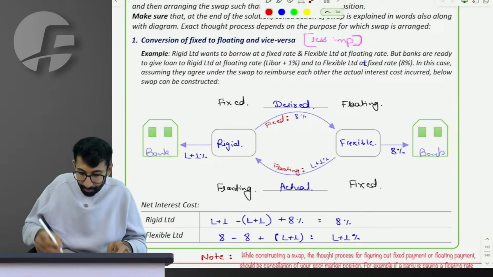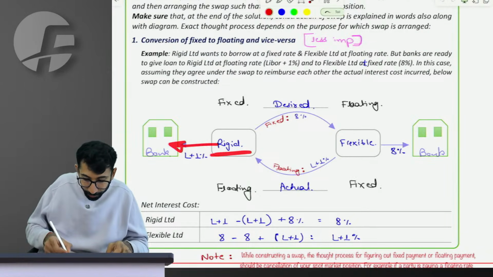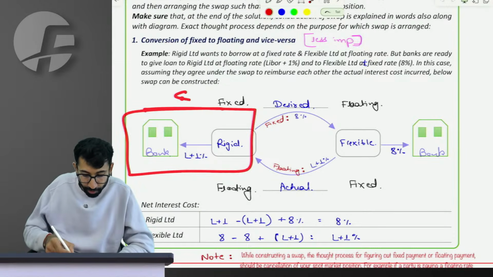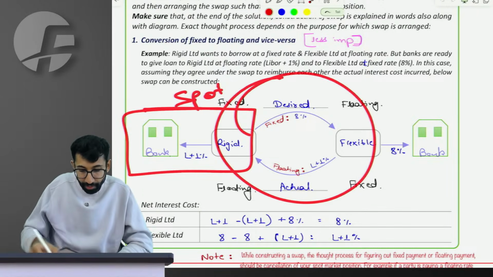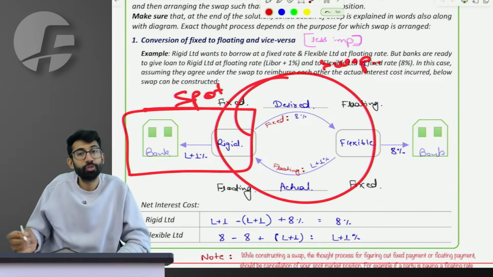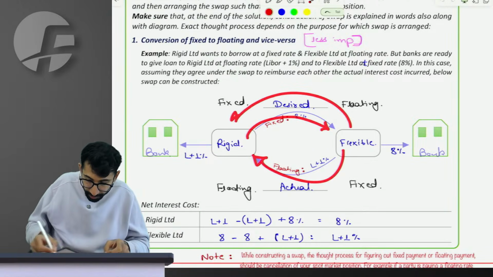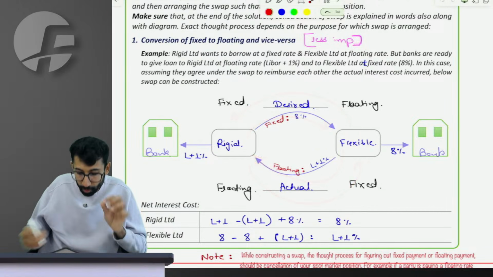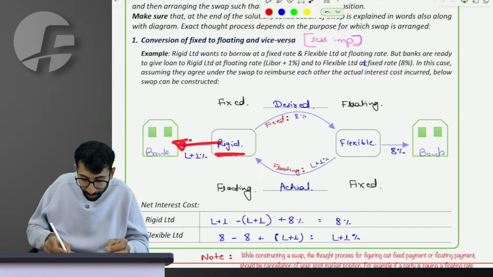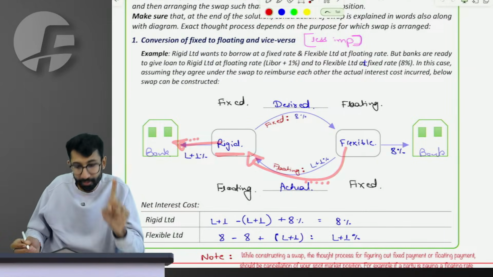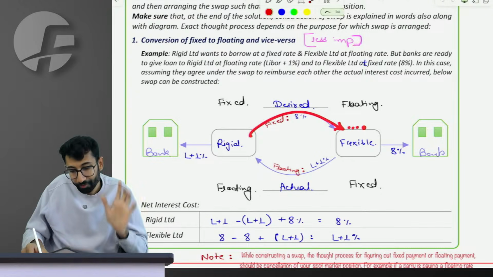Apply common sense. Rigid is right now paying floating. This is my spot market position. In the swap market, what should it do? Should it pay fixed, receive floating, or should it receive fixed and pay floating? The logic is Rigid is right now paying floating. If it also receives floating, the situation gets cancelled, which means it should pay fixed.